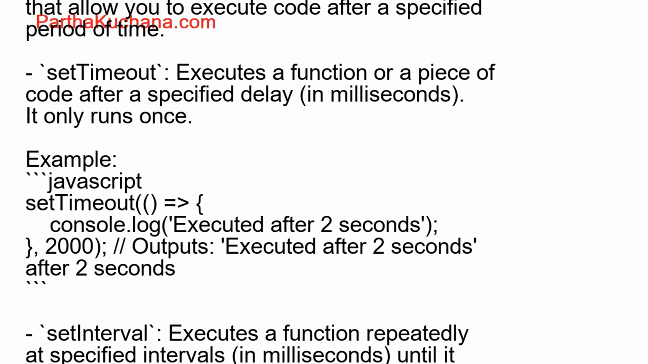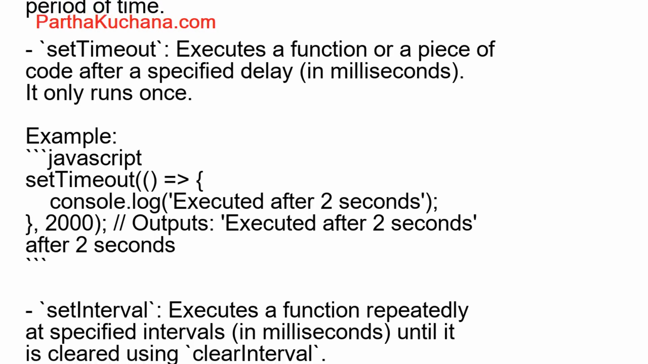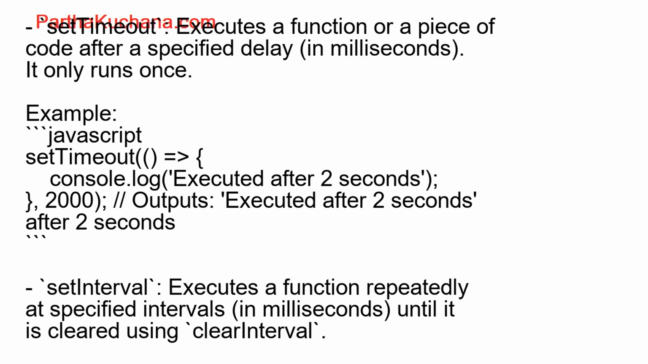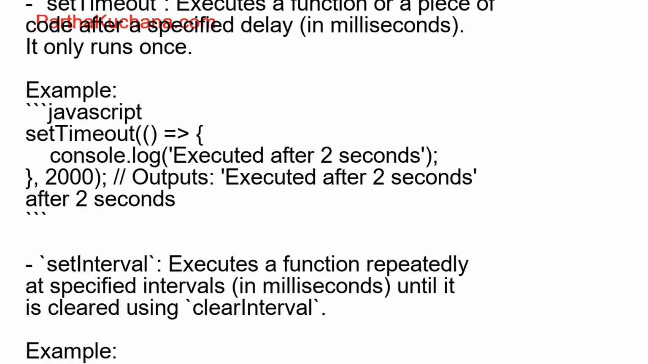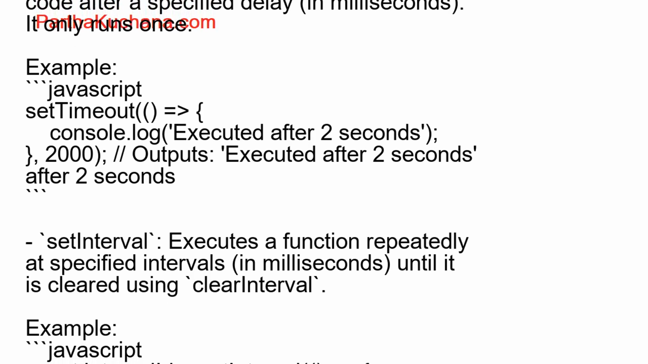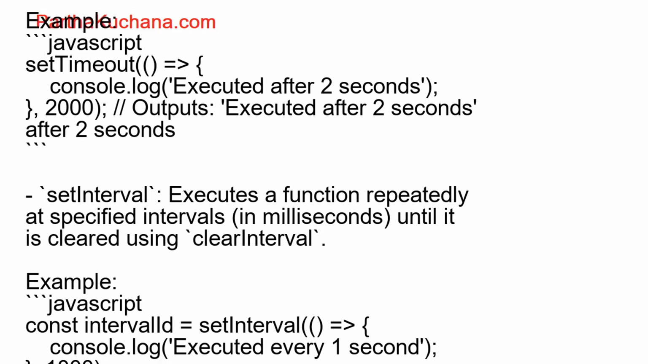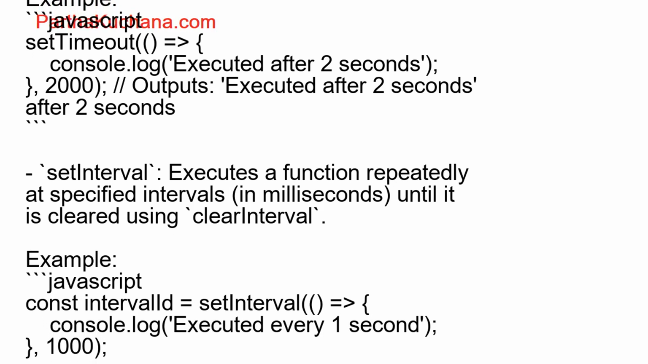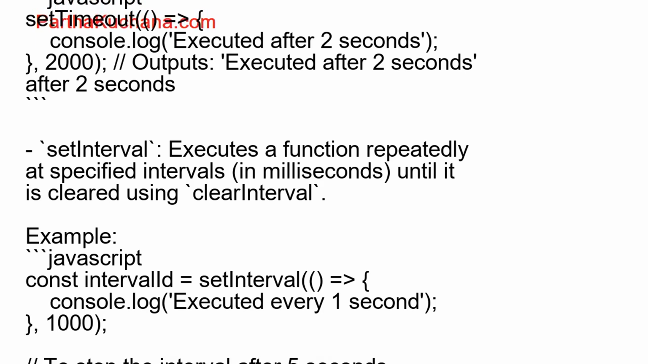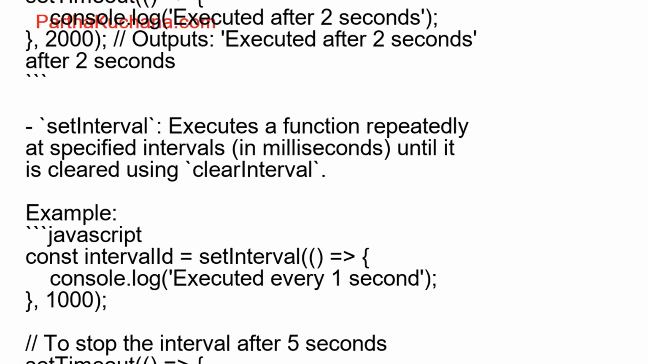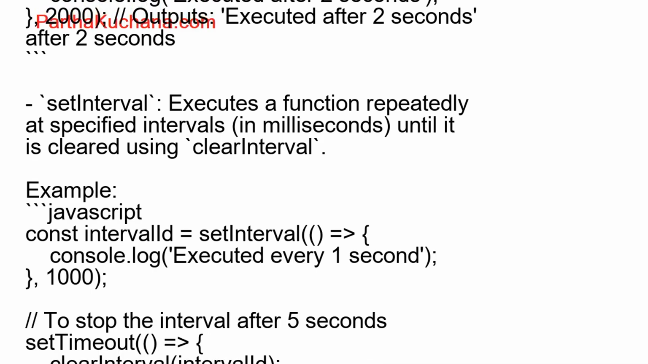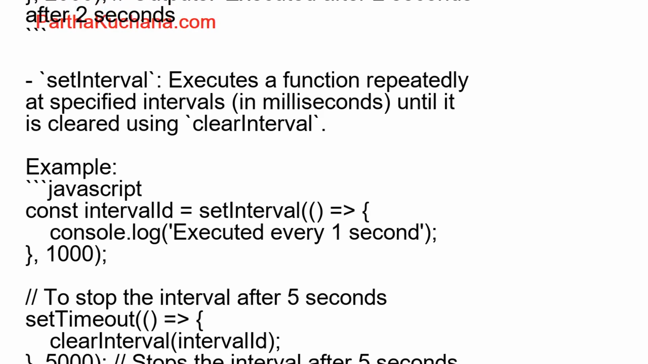Example of deep copy. JavaScript. const original = { a: 1, b: { c: 2 } }; const deepCopy = JSON.parse(JSON.stringify(original)); deepCopy.b.c = 3; console.log(original.b.c); // outputs: 2, not modified.